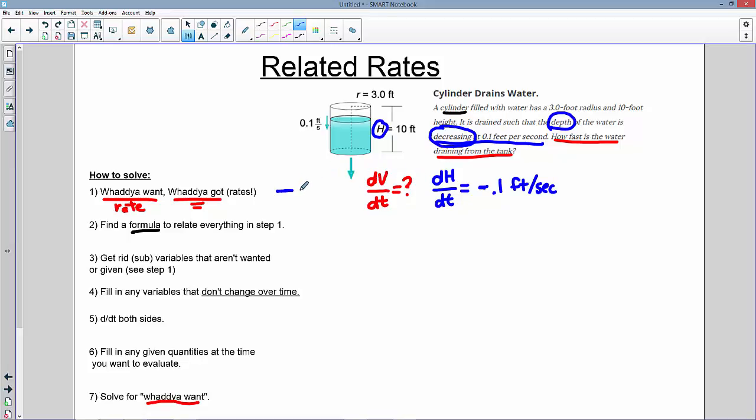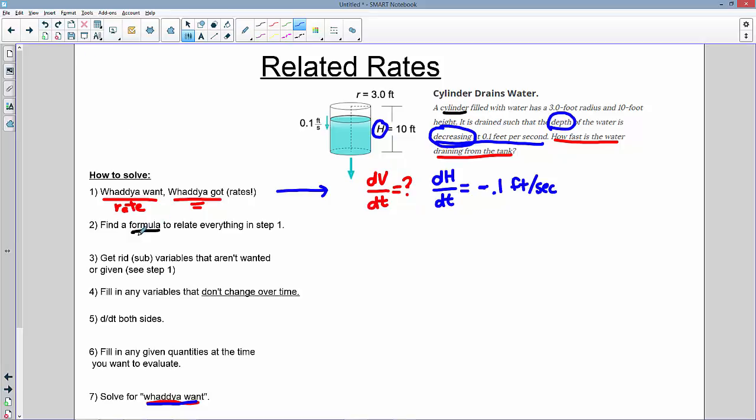So that's your first step. Your first step is just to identify what do you want and what do you got. Because these two quantities are going to drive step 2, and it's also going to drive the final step down here with solving for the particular variable. So in the end, we're going to be solving for this variable dv dt.